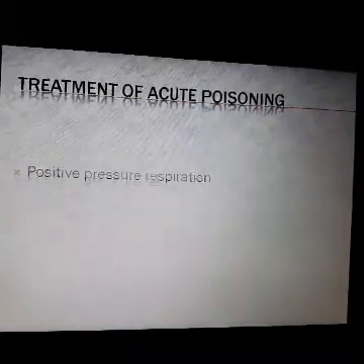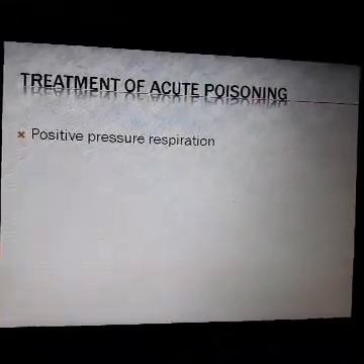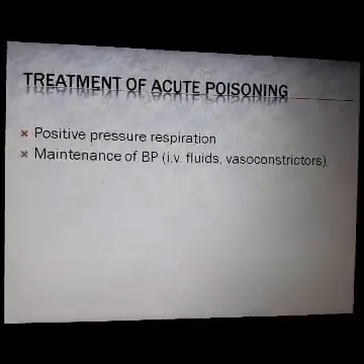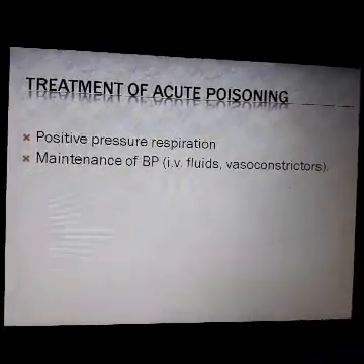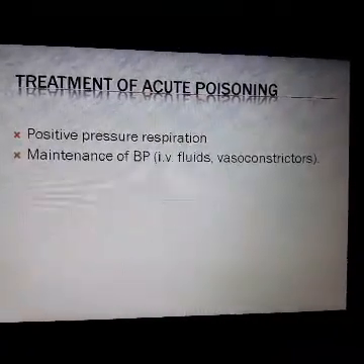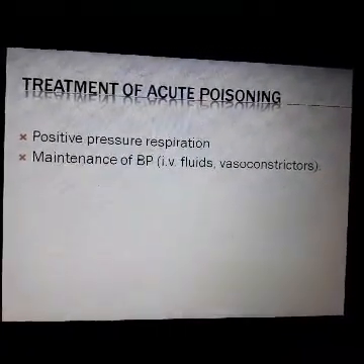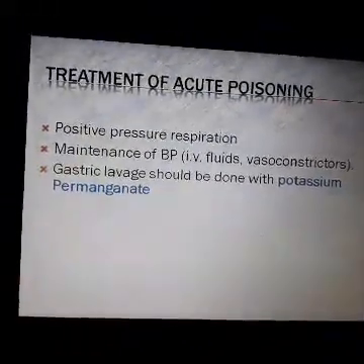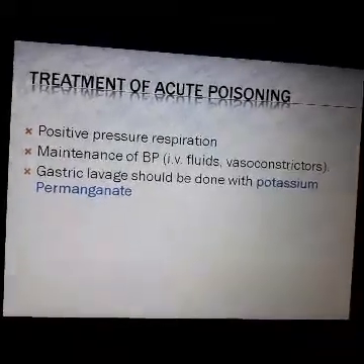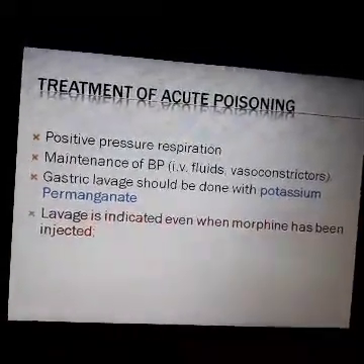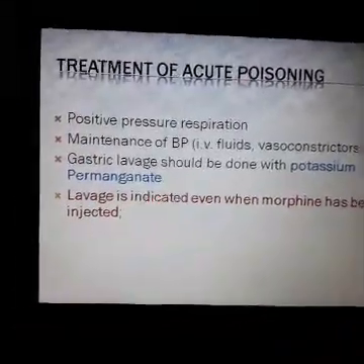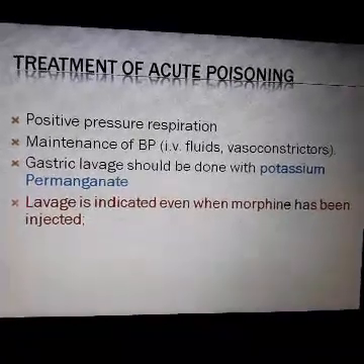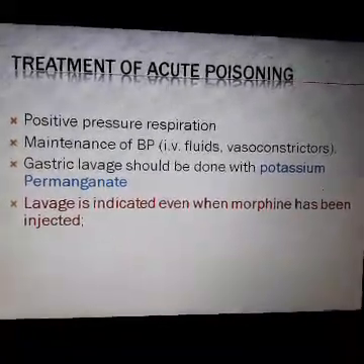Now, what is the treatment of acute poisoning? Positive pressure respiration to remove the excess CO2 which is retained. Maintenance of the blood pressure: IV fluid and vasoconstrictors are given, because morphine depresses the vasomotor center and there is a significant drop in blood pressure. So you have to elevate the blood pressure in acute poisoning. Gastric lavage should be done with potassium permanganate to prevent further absorption of the drug, and lavage is indicated even when morphine has been given by IV or IM route. This is a very unique thing, but it is very commonly asked in examinations.